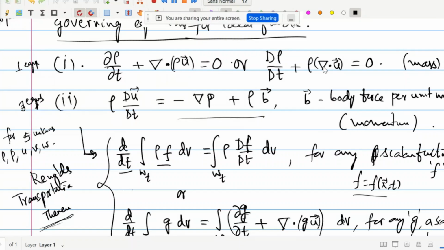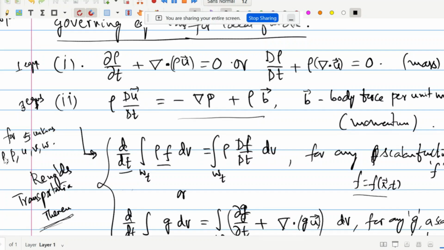What do you call that? Equation of mass, right? Continuity. Equation of continuity or mass conservation. That is your first equation. The second equation is momentum, conservation of momentum or equation of motion. That's your momentum equation. This is your second equation. If you look at these two equations, the first is only one equation, the second, because it's a vector equation, you'll have three equations here.